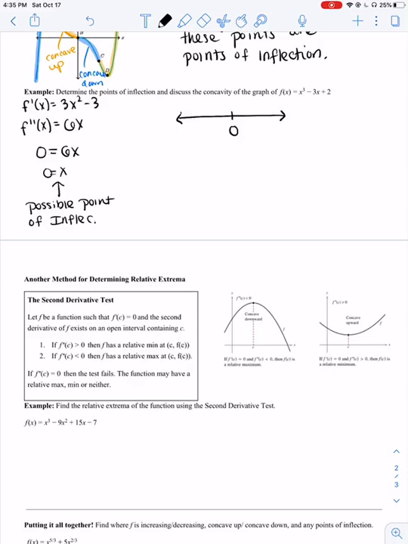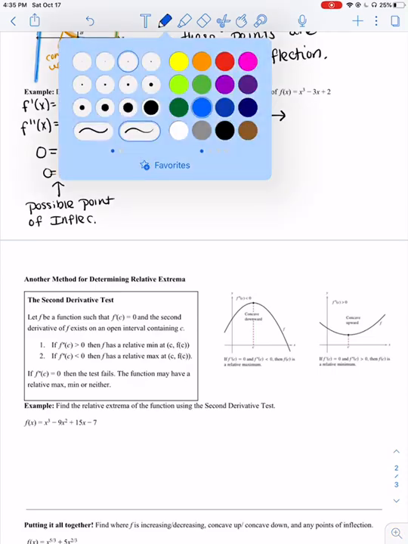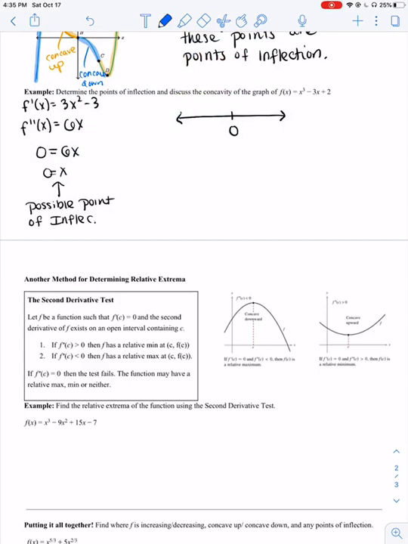We've already done this with the first derivative, now we're doing it with the second derivative. So to the left of 0, will f double prime of x be positive or negative? Well, if you plug into this function here, -1, for example, you'll get -6. So f double prime of x will be less than 0 over here.